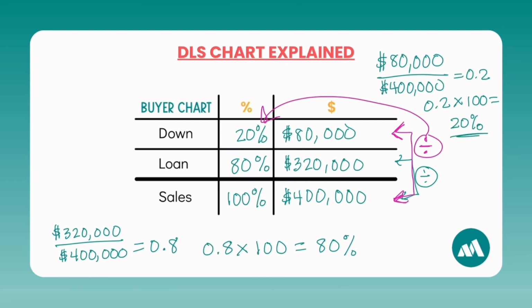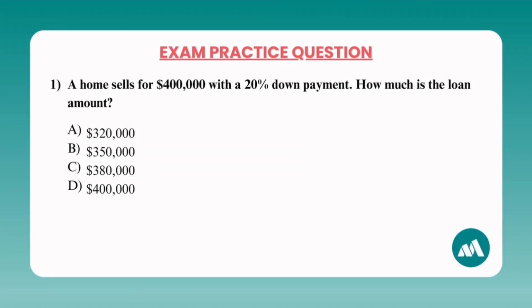It may sound a little confusing at first, but if you try it and work with it, you'll see how fantastic this chart truly is. Let's look at some examples. Number 1, a home sells for $400,000 with a 20% down payment. How much is the loan amount?